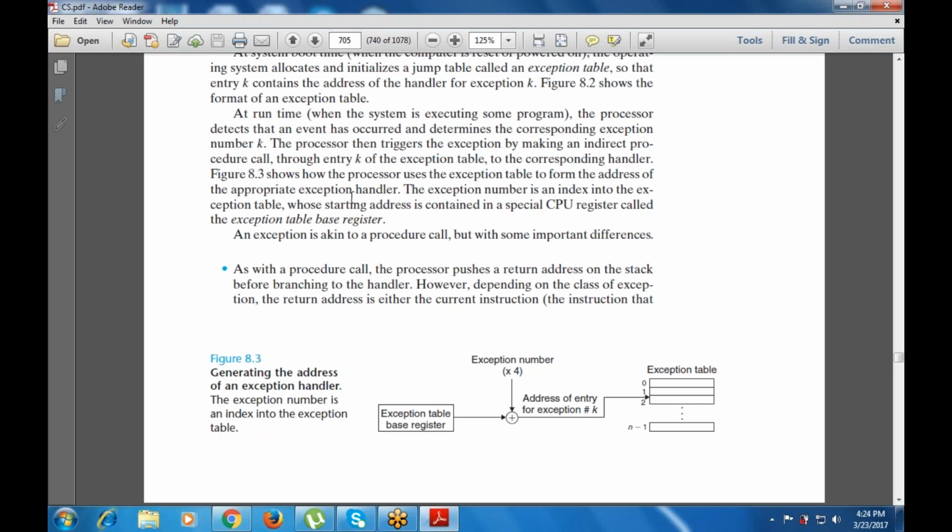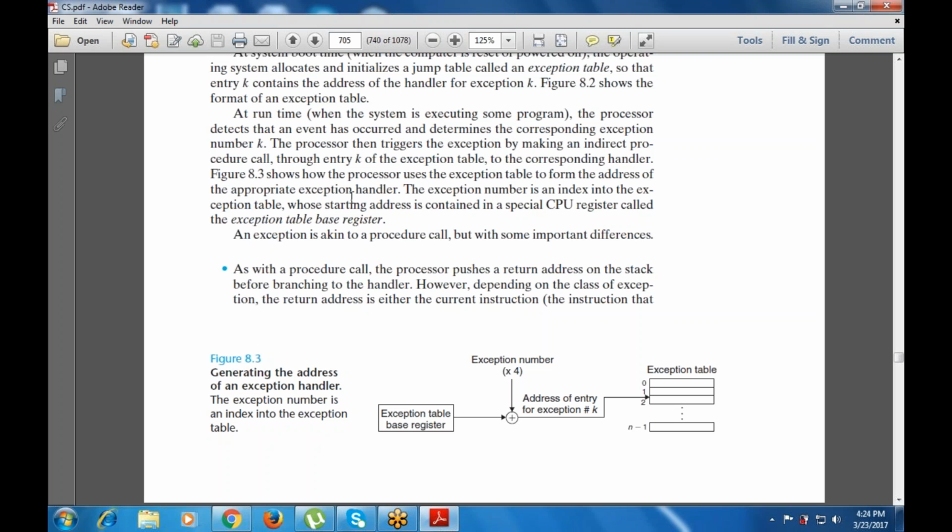In such a case, the processor detects that an event has occurred and determines the corresponding exception number K. The processor then triggers the exception by making an indirect procedure call through entry K of the exception table to the corresponding handler. This figure shows how the processor uses the exception table to form the address of the appropriate exception handler.